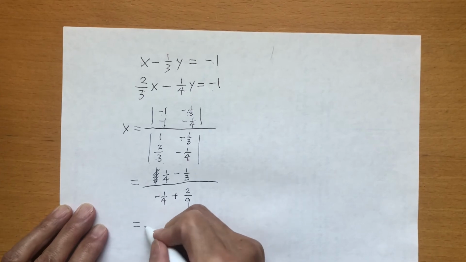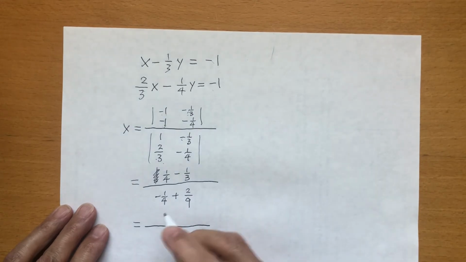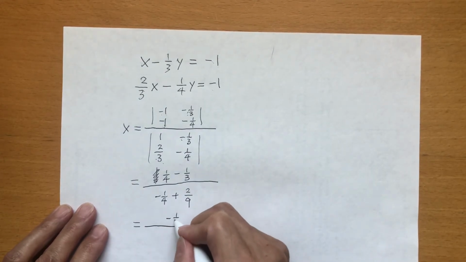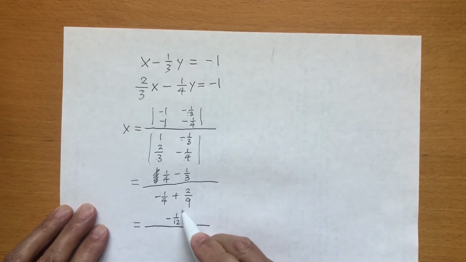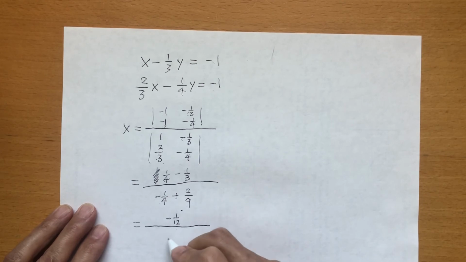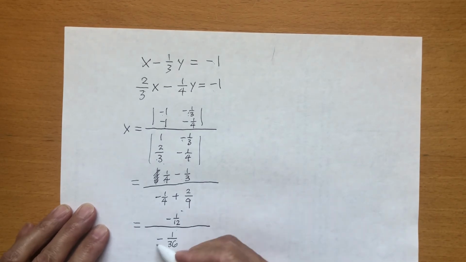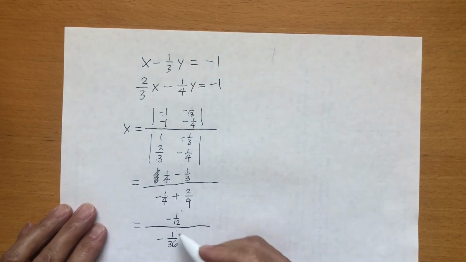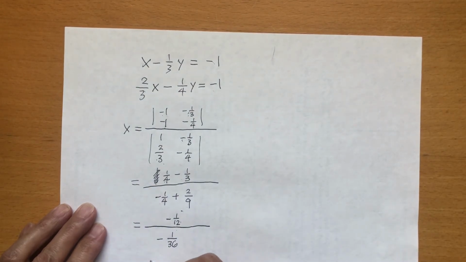So we just do the top. So I get negative 1/12. And then do the bottom, I get negative 1/36. So what is this? Negative divided by negative is positive, and this is 12, and this is 36/12, right? So I get 3. So I have the answer for x.